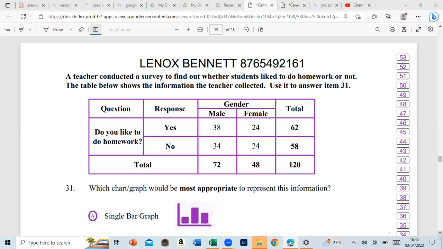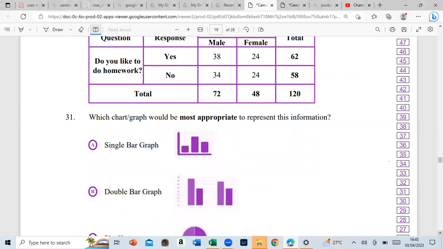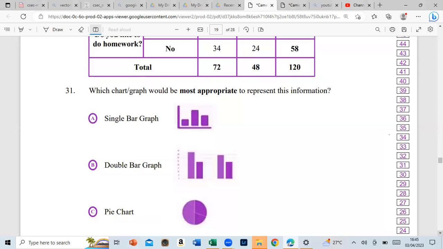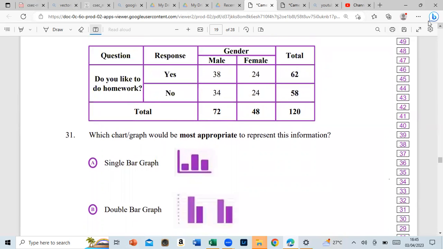So they are saying you can use a single bar graph. Would that be the most appropriate one? Would it be a double bar graph based on the information? Would it be a pie chart or would it be a line graph? Based on the information, you can see I have yes, no. Do you like your homework? Yes, no. So that's 2 responses. Also, you have male, female. So I would go with the double bar graph.